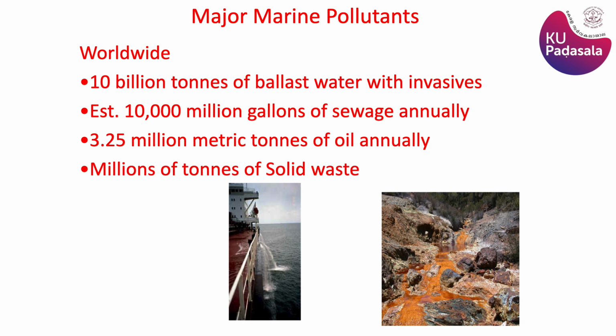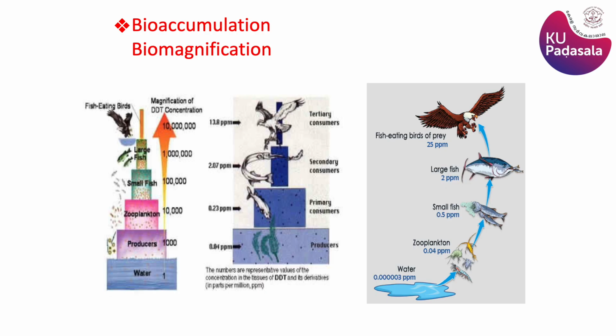The slide itself is self-explanatory, telling that 10 million tons of ballast water are covered with invasive species, and around 10 million gallons of sewage are annually dumped into the ocean. This enters the food chain from the lower water through the phytoplankton, zooplankton, and the higher trophic levels. It finally reaches human beings through the processes of bioaccumulation and biomagnification.